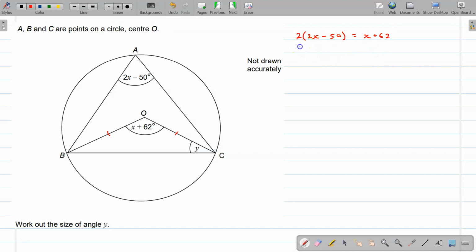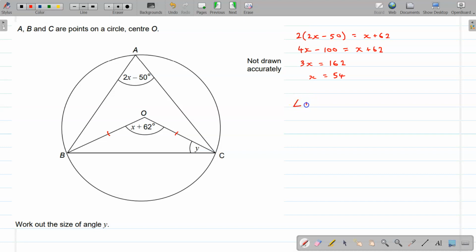So that gives us 4x minus 100 equals x plus 62. Rearrange that to give me 3x equals 162, and therefore x is a third of that, which is 54. And then we go to our angle, which we call angle BOC.